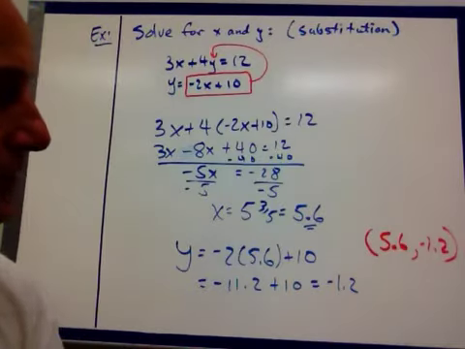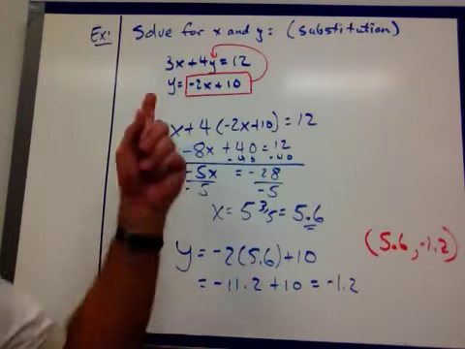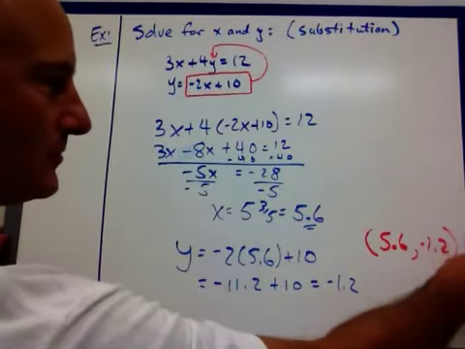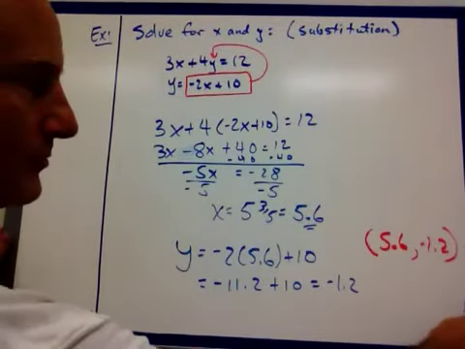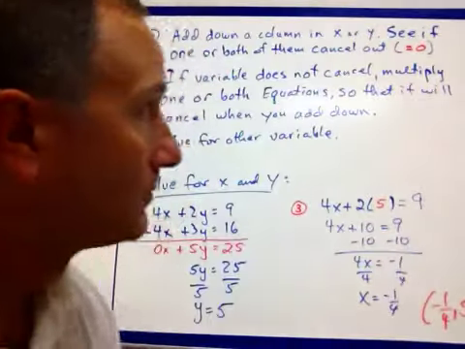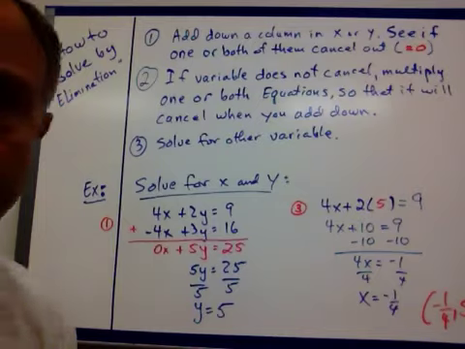So that's how you do it with substitution. As long as one of them says x equals or y equals, plug it into the other one and solve it. And then go back and find the other variable. The other method is elimination.